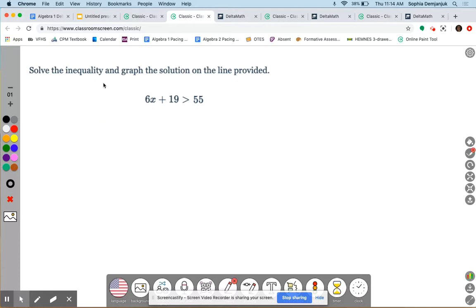We have to solve the inequality and graph the solution on the line provided. So I have 6x plus 19 is greater than 55. My goal is to get this x piece by itself. So I want to get 19 to the other side to start. So 19 is positive, so I'm going to subtract 19 from both sides. 19 minus 19 cancels out. 55 minus 19 gives me 36.